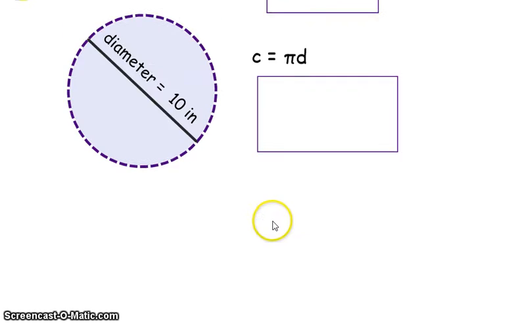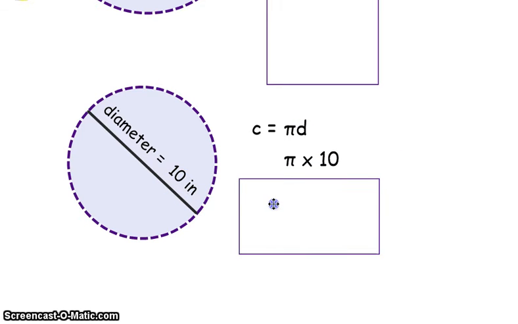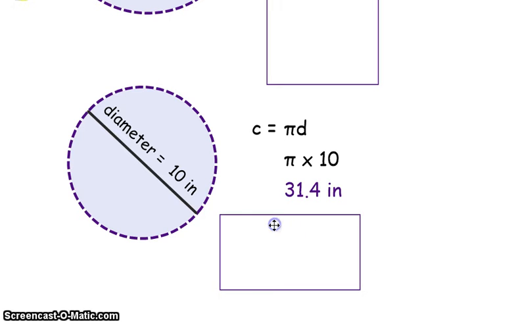For this example, I would like you to pause the video and find the circumference of this circle. Okay, great. Let's see how you did. If the diameter is 10 inches, we need to plug in 10 for the d. We need to multiply pi times 10, and we get 31 and 4/10 inches.